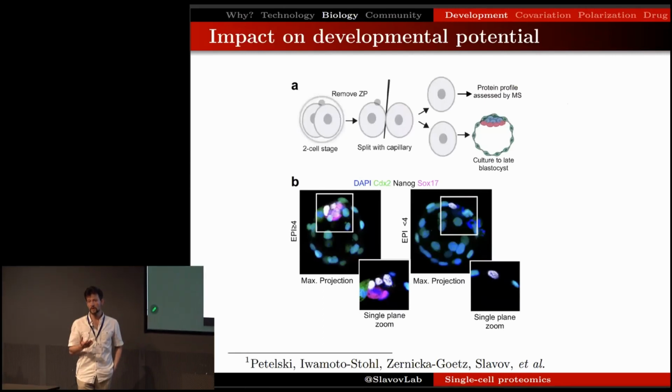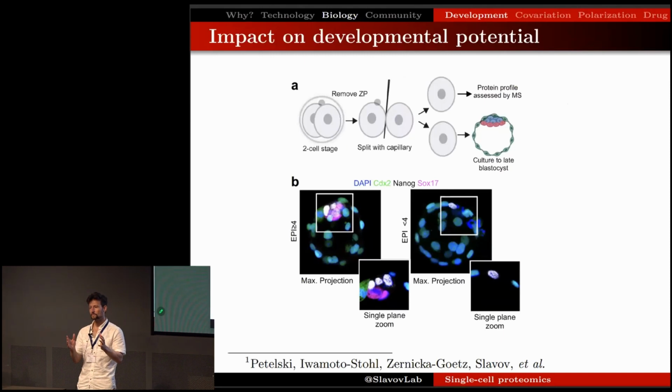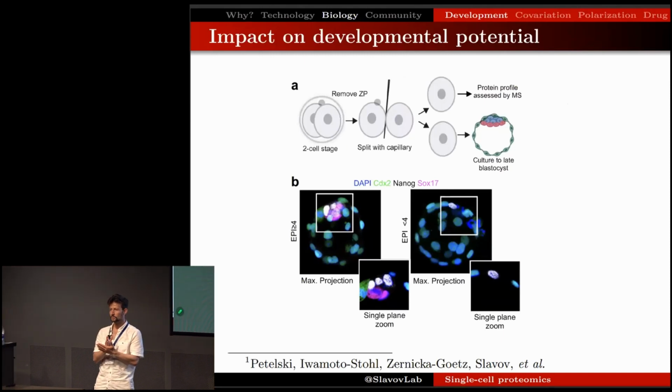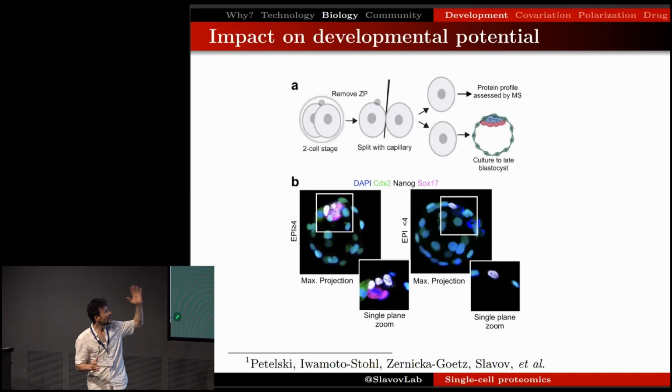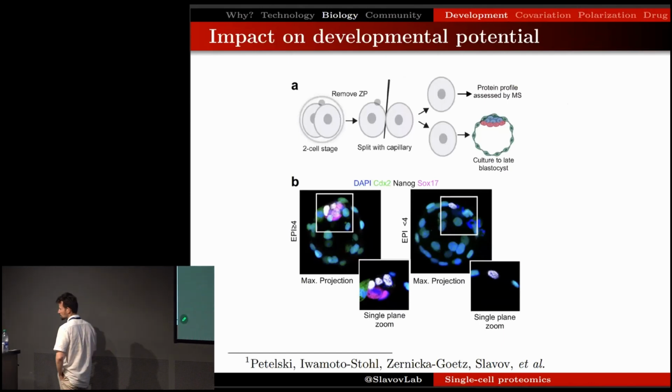So to answer this question, we took those 2-cell stage embryos, we cleaved them in 2 parts to remove the sister blastomeres, and one of them was analyzed by mass spectrometry to determine its type. And the other one was allowed to develop into a blastocyst, and then that blastocyst was assayed to be able to determine the cells from the different lineages and the health of the blastocyst.